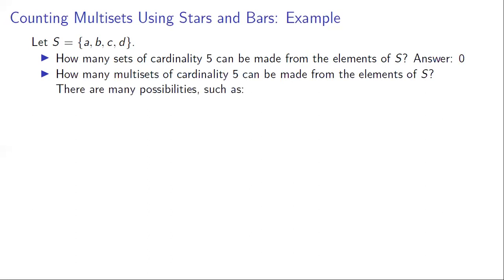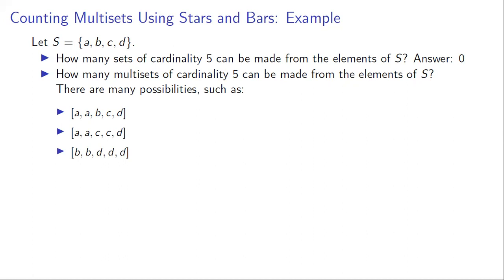Before we get to the answer, let's just show some of the possibilities. Here are some possibilities. We can have A, B, C, D. That's a multiset. It has cardinality 5, and it's made using only the elements of S. Here's another multiset. Here's another one.